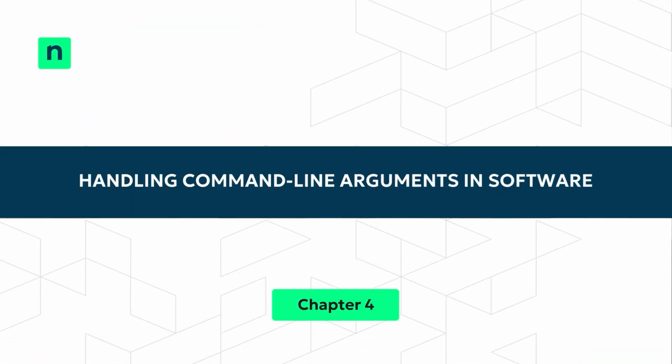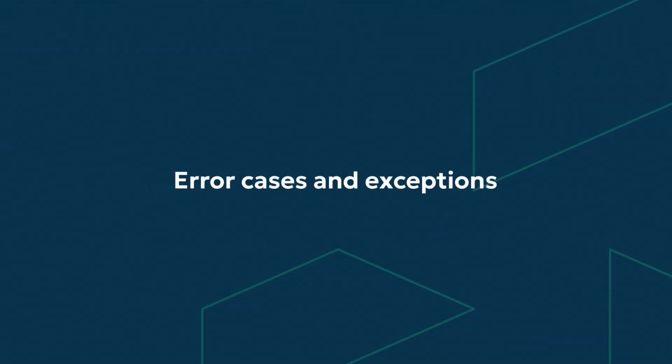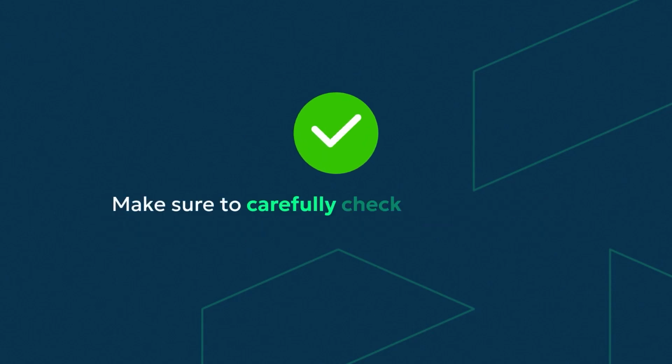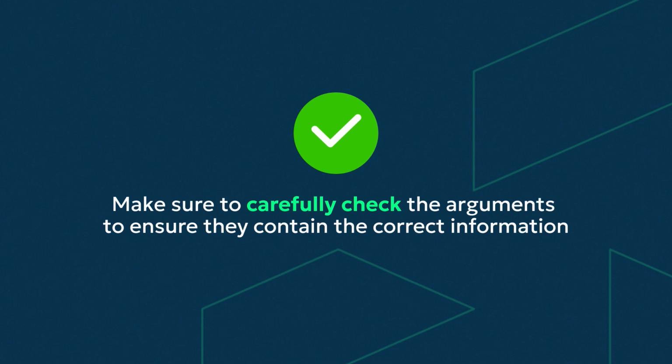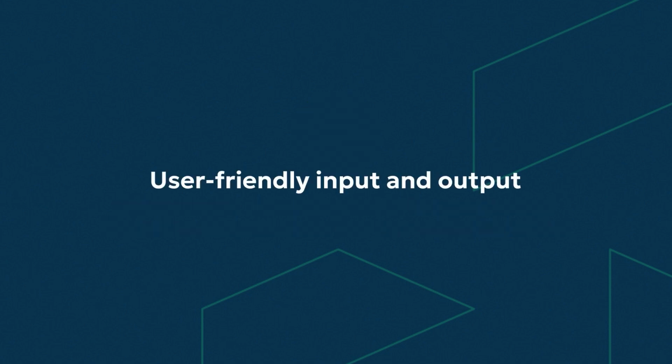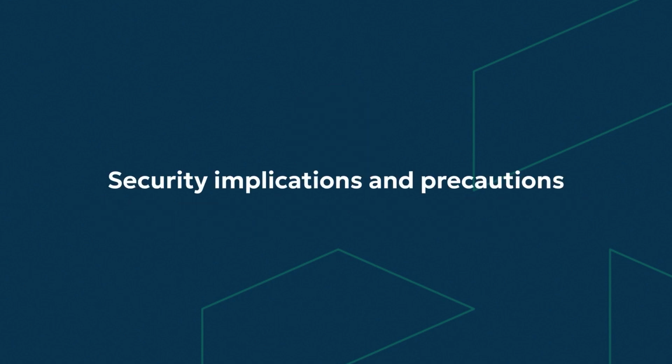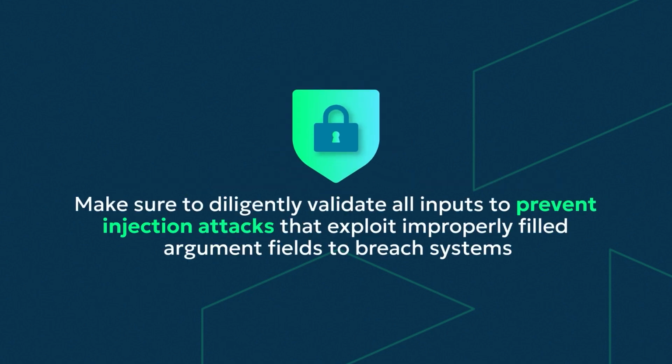Handling command line arguments in software. Now, let's take a look at handling command line arguments in software. When working with command line arguments, it's important to consider what could go wrong. Make sure to carefully check the arguments to ensure they contain the correct information. Make your command line programs easier for people to use by being consistent with your arguments. Make sure to diligently validate all inputs to prevent injection attacks that exploit improperly filled argument fields to breach systems.